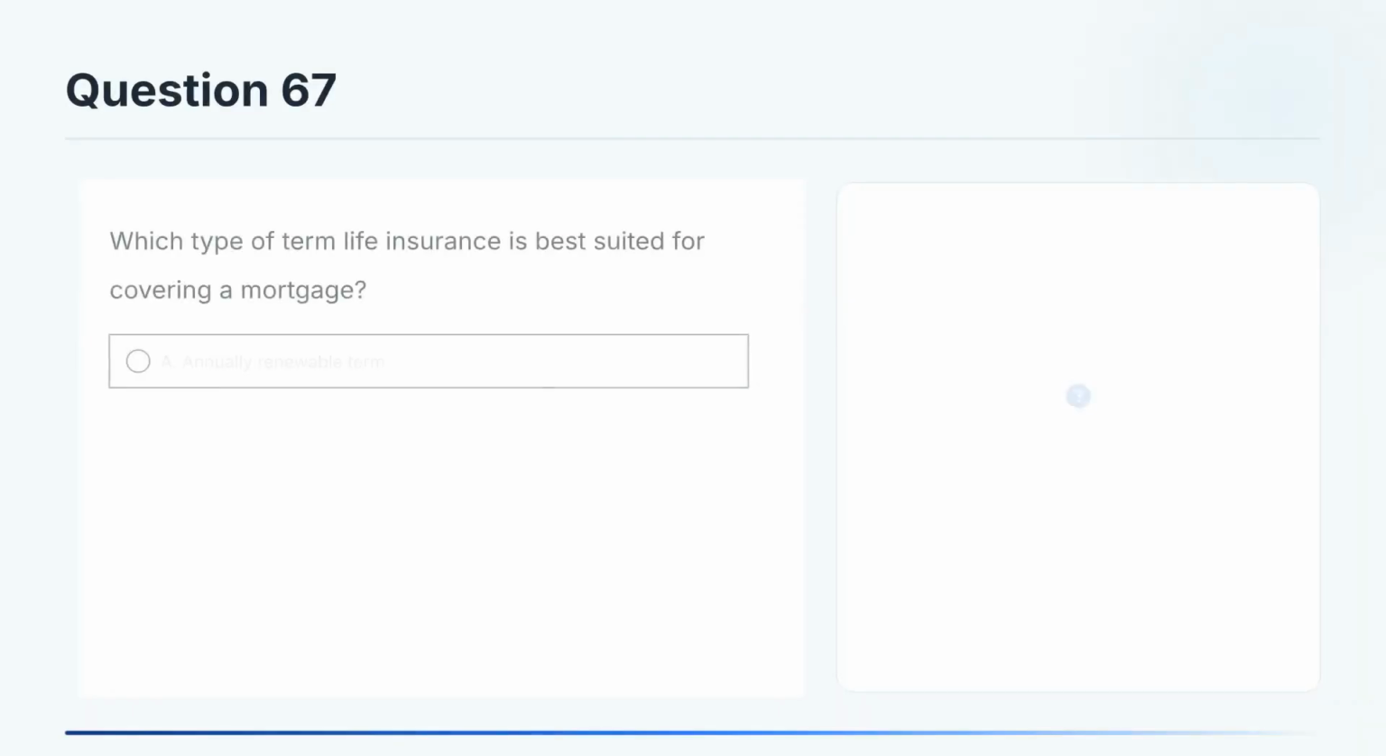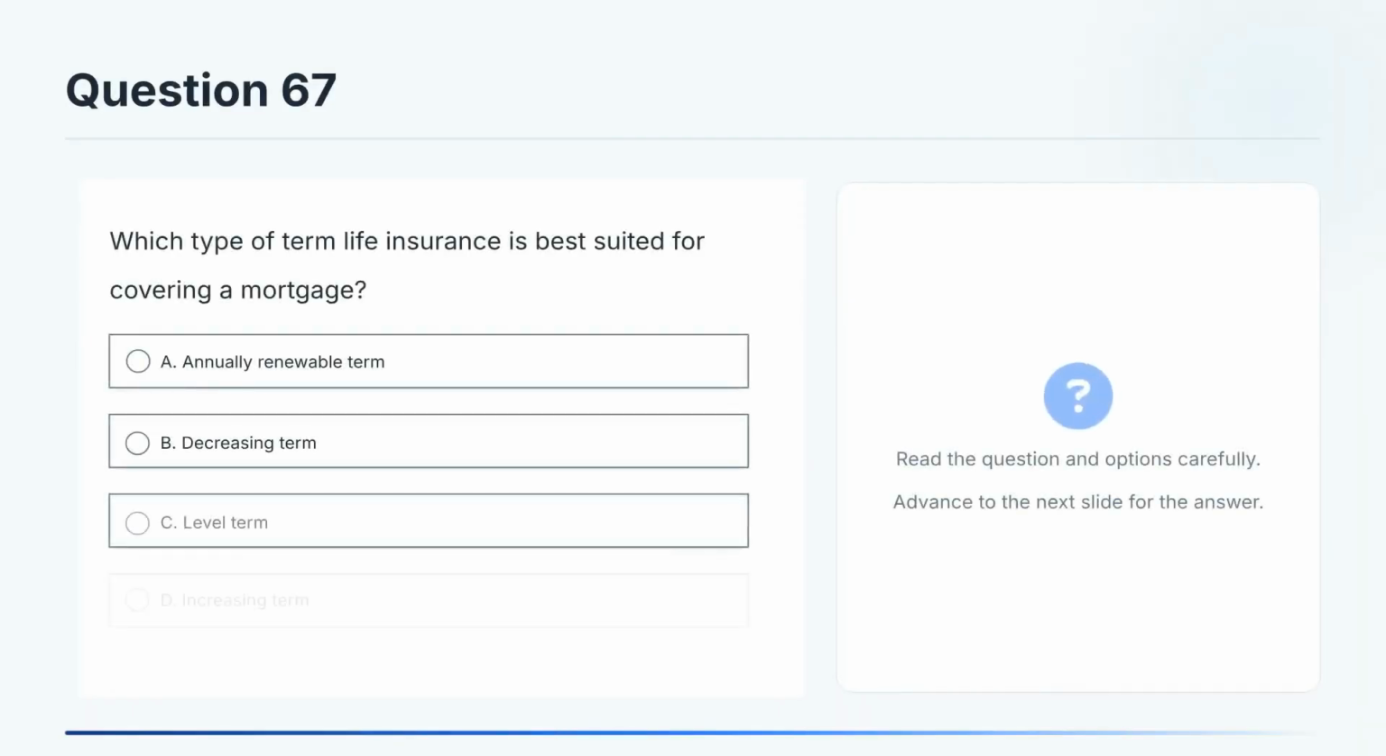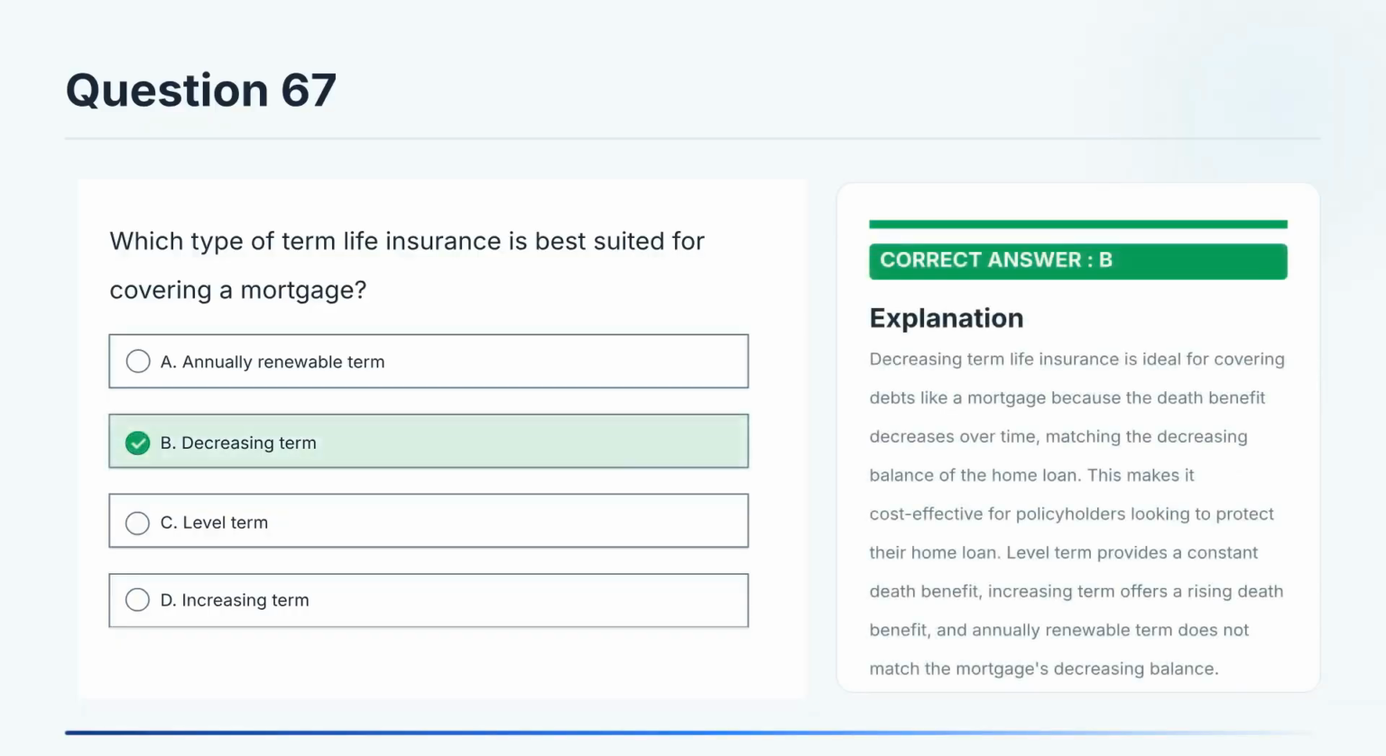Question 67. Which type of term life insurance is best suited for covering a mortgage? A. Annually renewable term. B. Decreasing term. C. Level term. D. Increasing term. The correct choice is B.